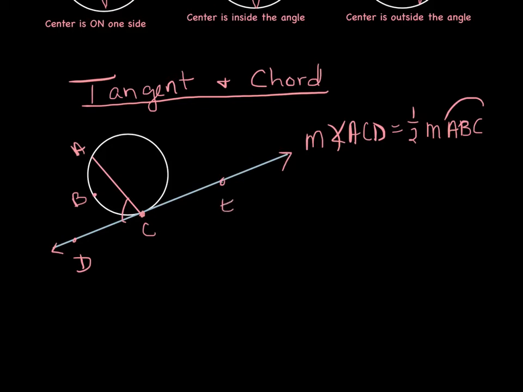Now, if we had another point on the other side, maybe we wanted to look at angle ACE, we would have to have another point. So the measure of angle ACE is going to equal 1/2 the measure of arc AFC. And the one thing that we already know from this is that if we have a chord, specifically the diameter or a radius, which is a portion of a chord, and where it intersects the tangent line, they're going to be perpendicular. We learned about this earlier in the year.